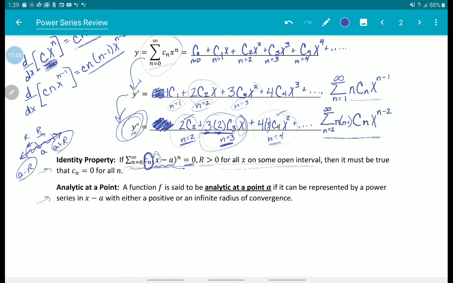And then analytic at a point. This guy is a definition. So we have a function f is said to be analytic at a point A if it can be represented by a power series in x minus a with either a positive or an infinite radius of convergence.